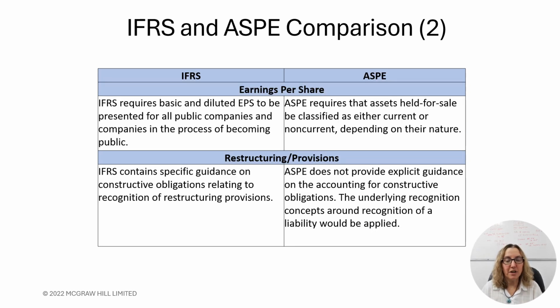Another thing that's different about IFRS is it requires, we said, basic and diluted earnings per share to be presented. Of course, ASPE didn't. Another thing about ASPE is that it requires assets held for sale to be classified as either current or non-current, depending on their nature. The next topic is restructuring or provisions. So IFRS has specific guidance on constructive obligations relating to recognition of restructuring, where ASPE does not.